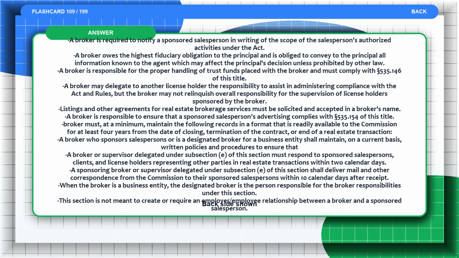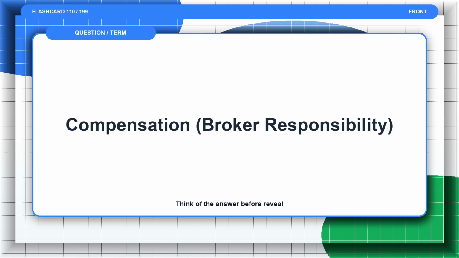When the broker is a business entity, the designated broker is the person responsible for the broker responsibilities under this section. This section is not meant to create or require an employer/employee relationship between a broker and a sponsored salesperson. Flashcard 110. Compensation broker responsibility. Pause and think of the answer before the reveal.